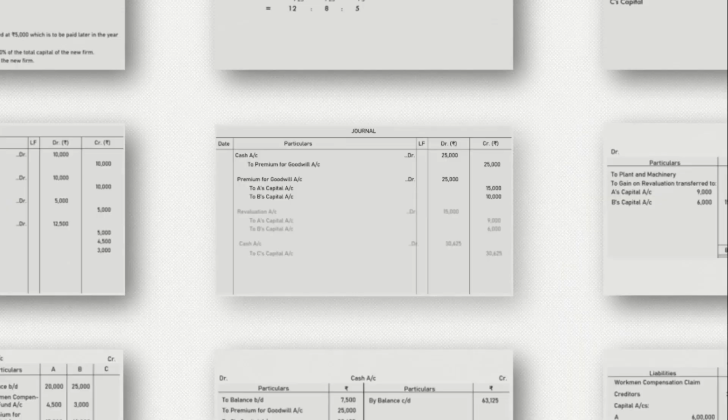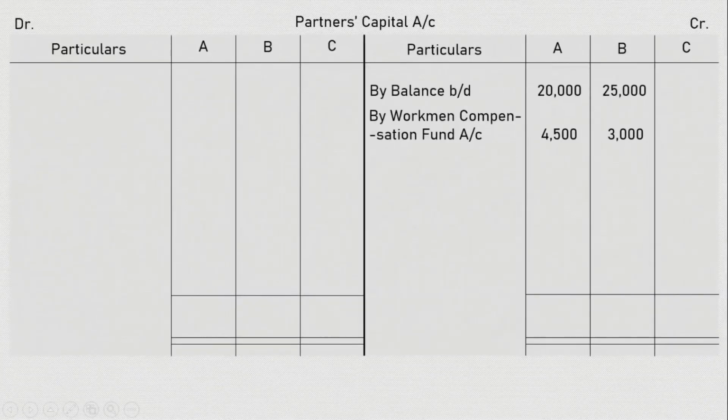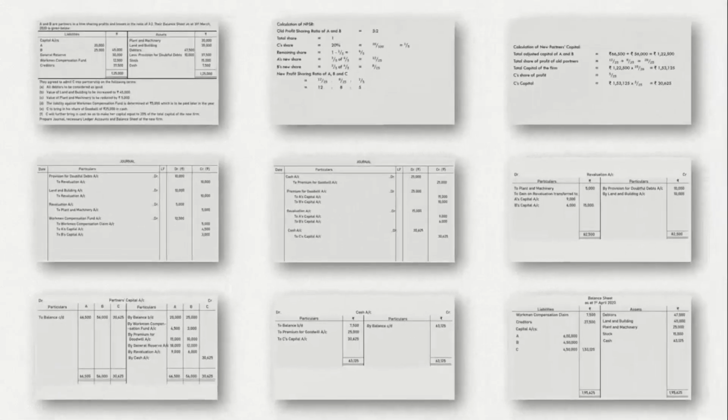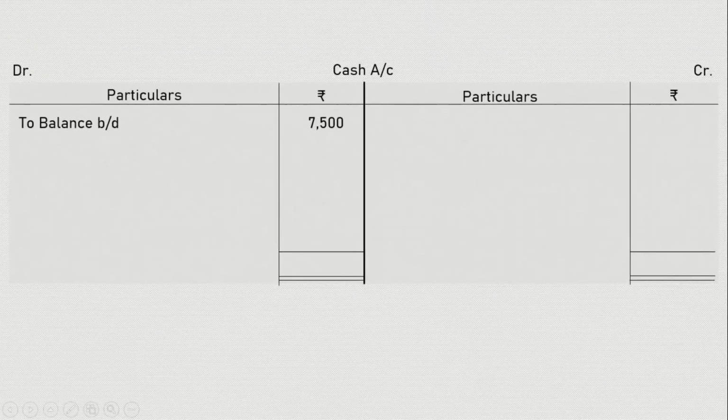Now let's post this entry. Premium for goodwill account we are not making. Partners' capital accounts are credited, so on the credit side, by premium for goodwill 15,000 and 10,000. Next, as we got cash, let's check. Okay, we did not pass it here. So to premium for goodwill 25,000.